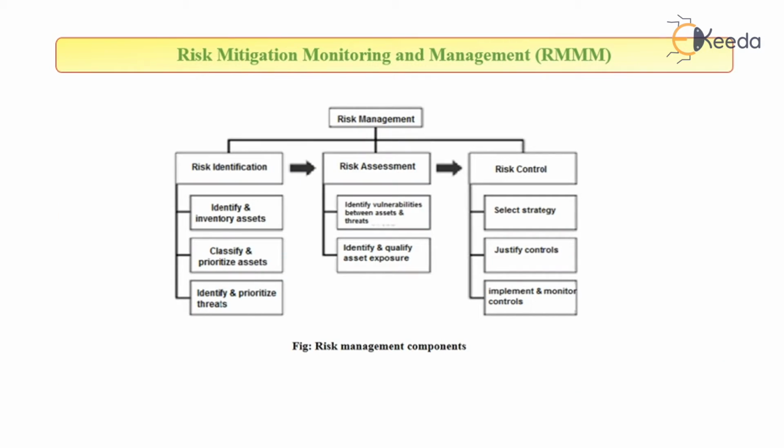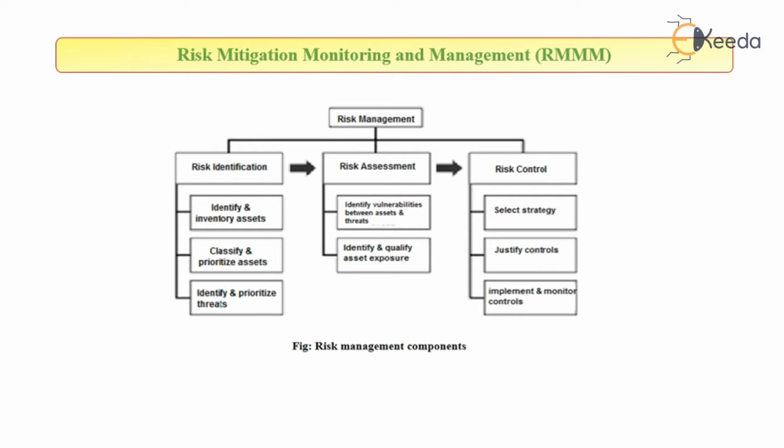Risk management consists of risk identification, risk assessment, and risk control. Identification means we have to find out what the types of risk are and whether they can occur or not. The types of risk could be technical risk, capital risk, business risk, or risk due to government policies. Identify and inventory the assets pertaining to the risk. Classify and prioritize those assets. Identify and prioritize the threats in the risk.